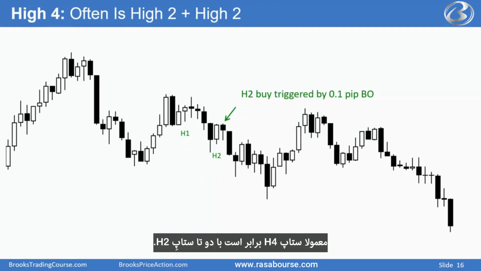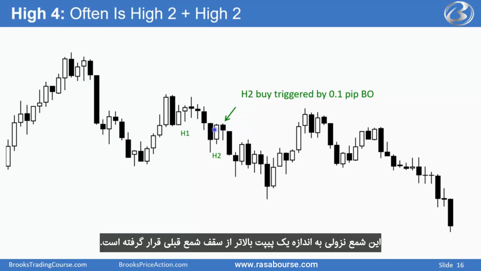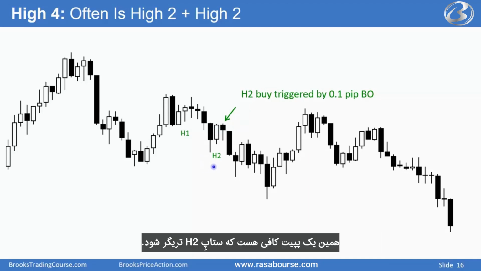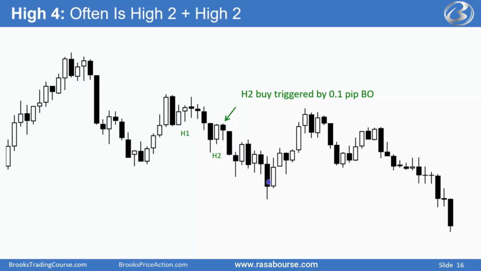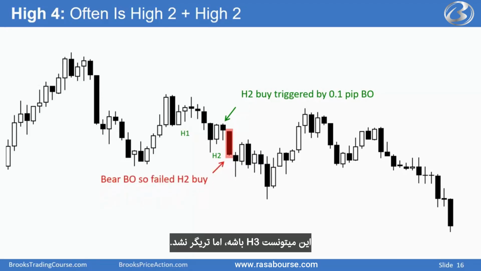A high 4 is often a high 2 plus another high 2. Here we have a bull breakout, a high 1, and then a high 2 attempt. This is actually a Forex chart, and this bear bar actually went 1/10 of a pip above that bull bar, enough to trigger a high 2 buy. And then we had a bear breakout and a follow through. So a high 3 and then high 4. This could have been a high 3, but it did not trigger.